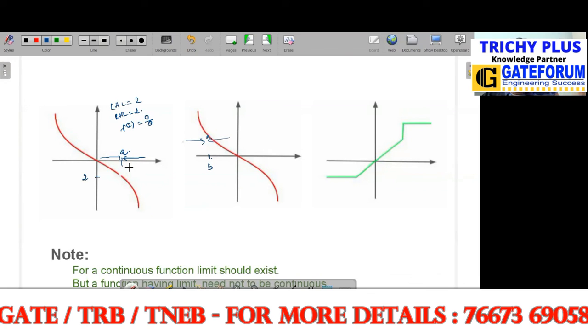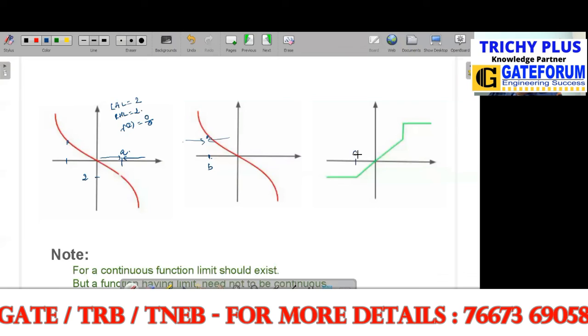See why I'm saying this: here at point A my curve is discontinuous, but at this point my curve is continuous, right? So if you want to find continuity, you are finding it about a single point, not for the entire curve. Now tell me about this point.